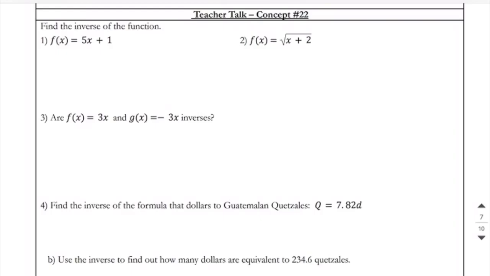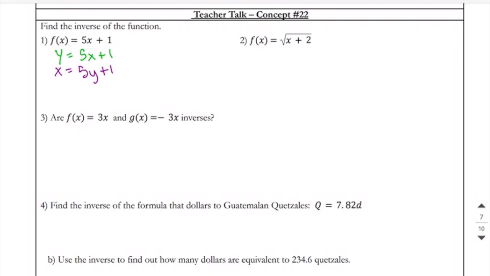In Teacher Talk 22, we're going to practice finding inverses and verifying inverses. So remember that there's 4 steps when finding inverses, and the first one is to rewrite it so that y is equal to f of x. You're replacing your f of x with y.